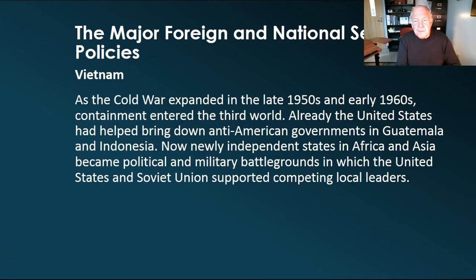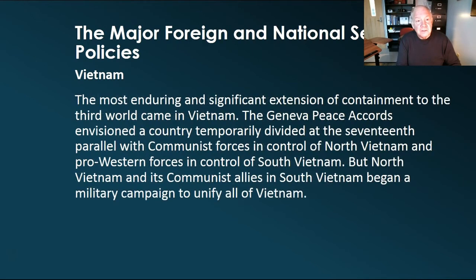As the Cold War expanded in the late 1950s and early 1960s, containment entered the Third World. Already the United States had helped bring down anti-American governments in Guatemala and Indonesia. Now, newly independent states in Africa and Asia became political and military battlegrounds in which the United States and Soviet Union supported competing local leaders. The most enduring and significant extension of containment to the Third World came in Vietnam.